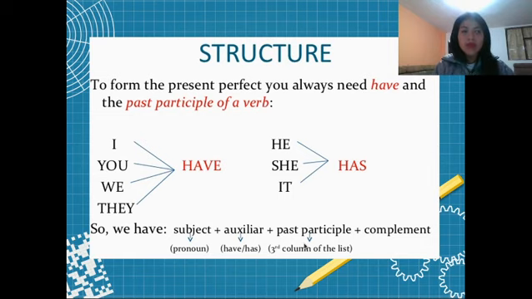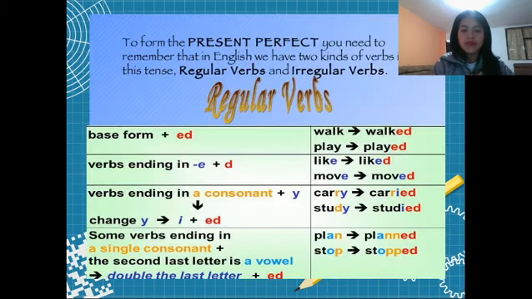What is the verb in past participle? Do you remember? We have a list of verbs and we have 3 columns. Base form, past form, and past participle form. We are going to use the 3rd column of the irregular verbs, right? Let's see. In order to form the present perfect, you need to remember that in English we have 2 kinds of verbs. We have regular verbs and irregular verbs, right?